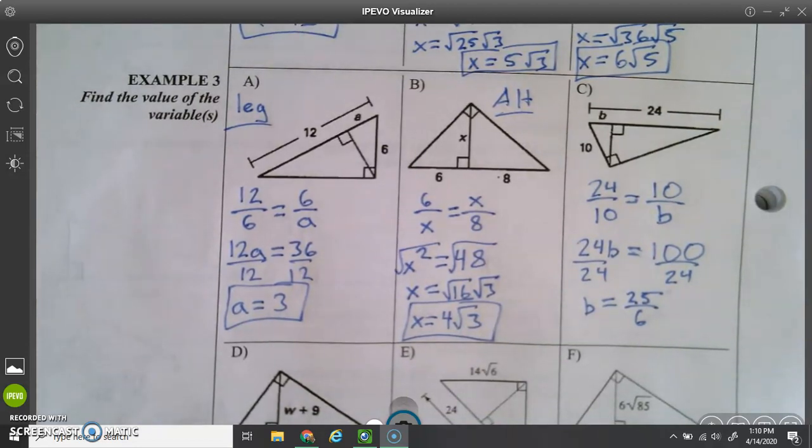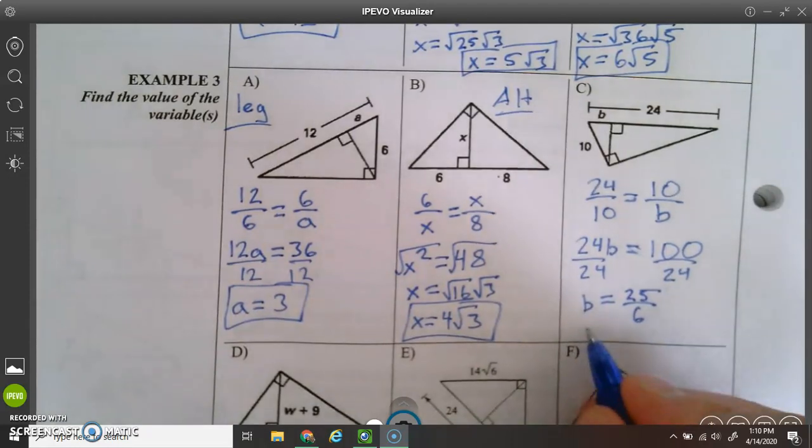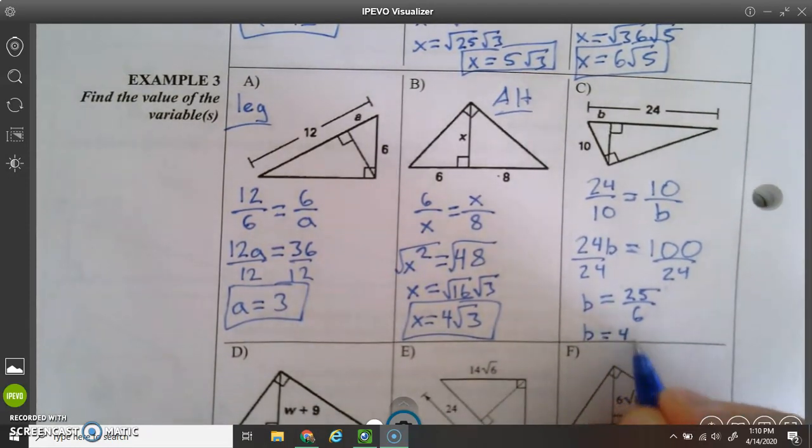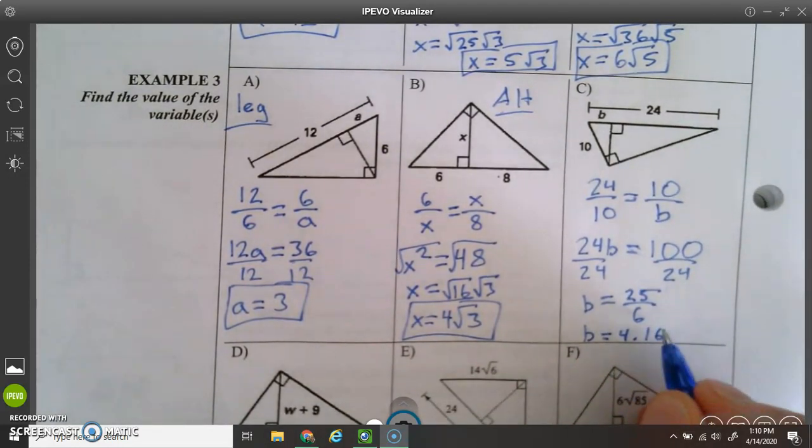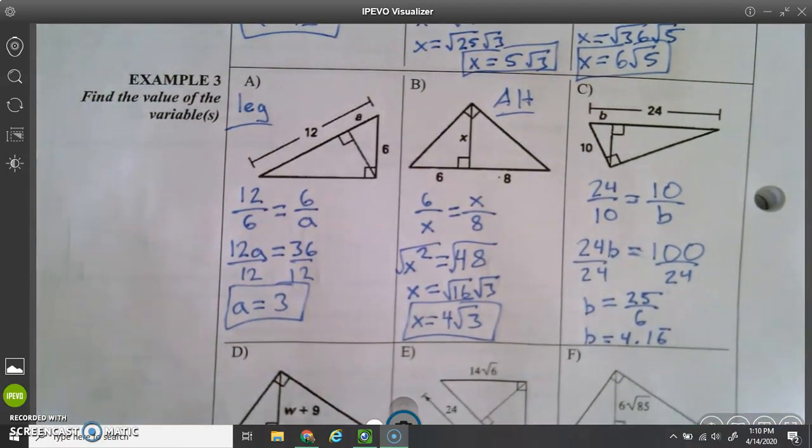Double checking to make sure I'm right. Yep. If you type that in your calculator, you get 4.16, and then the 6 repeats, just the 6.